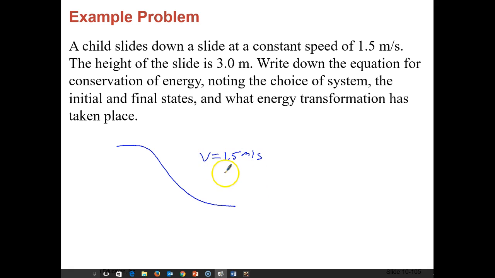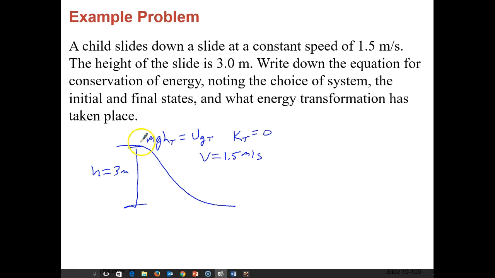So notice there's no change in kinetic energy. There is a height of the slide, and the height of the slide here, whoops, it's not v, it's h. The height of the slide is equal to 3 meters. So we know that it has mgh at the top. At the bottom, it does not have any potential energy. So this is potential energy due to gravity at the top. It does have some kinetic energy at the top, and that's equal to zero because it's not moving.